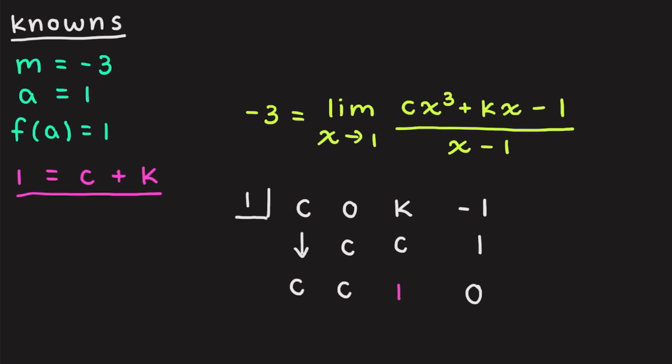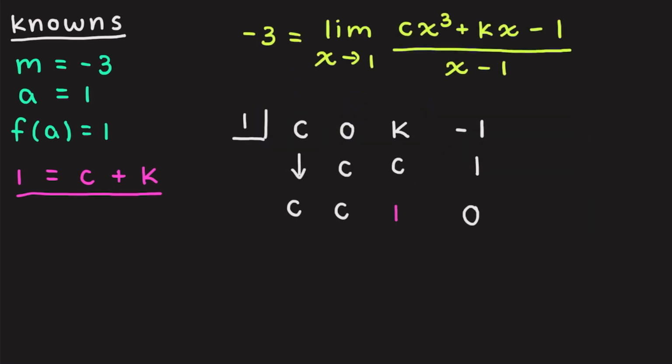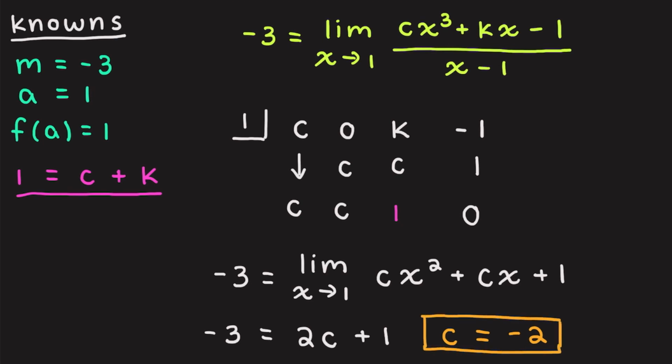Now I'll just give us a little bit more room to work with. So after synthetic division, all of that becomes negative 3 equals the limit as x approaches 1 of cx squared plus cx plus 1. So at this point we can just plug in 1 for x because we don't need to worry about the fraction being undefined. And after that we can just solve for c, and we get c equals negative 2. The problem isn't done yet though. We need to solve for k.